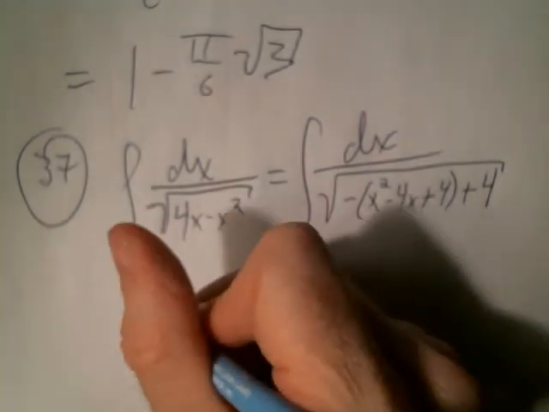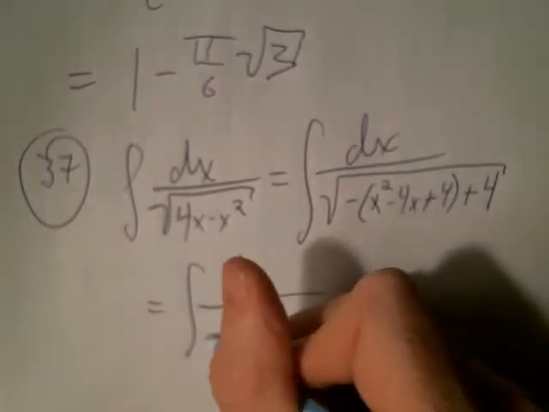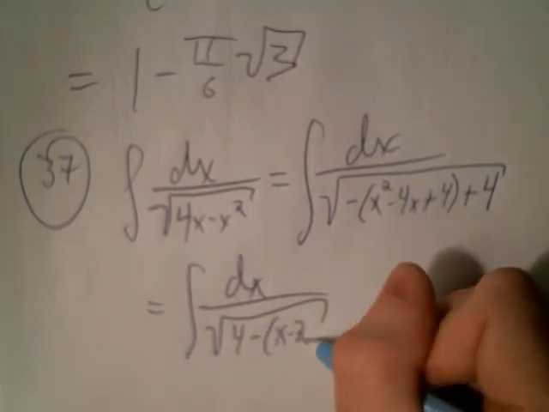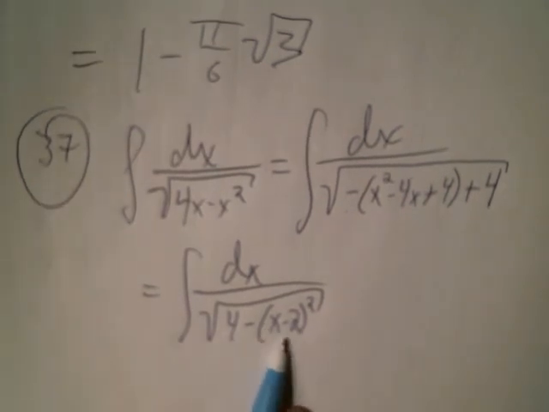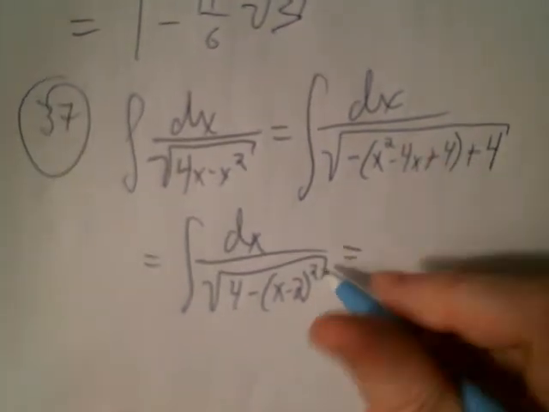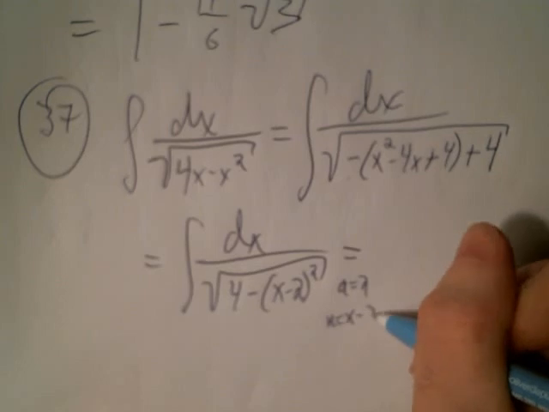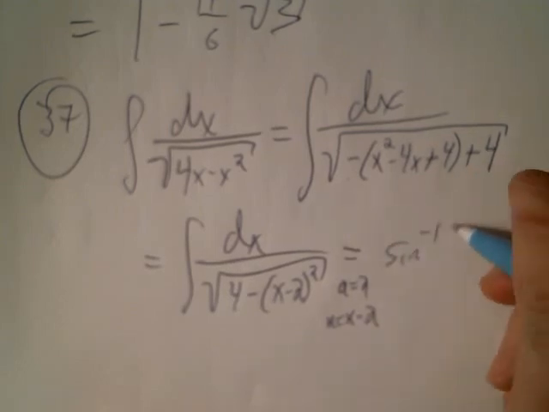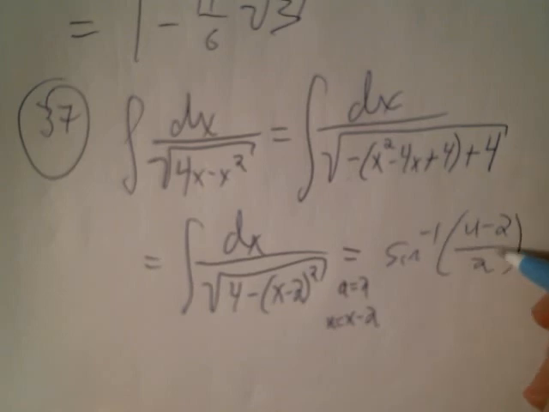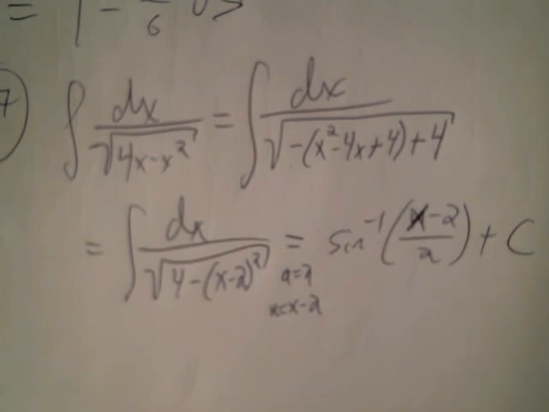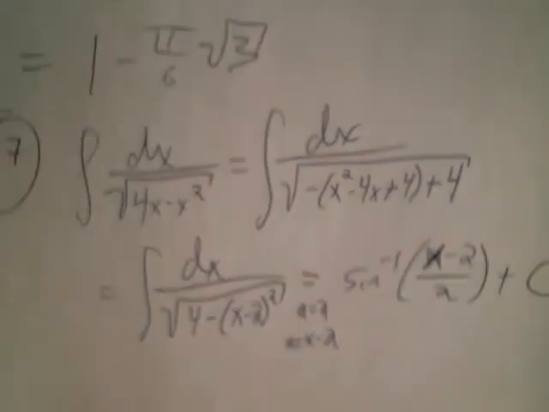Okay. This thing then becomes the integral of dx all over the square root of 4 minus x minus 2 squared. And then you're thinking, oh, I can do a trig sub. Don't do a trig sub if you don't have to. There's maybe one lesson to be learned from this example. This is a sine inverse form. So the a value is 2. The u is just x minus 2. So it's sine inverse of x minus 2 over 2 plus c. Okay. So in this case, there's not really even a need to do trigonometric substitution.